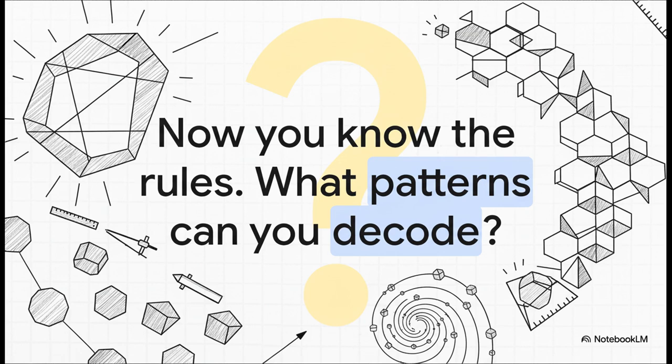Oh, and remember that 10-sided decagon from the very beginning? Well, using our new formula, we know each of its interior angles is exactly 144 degrees. And now you know exactly how we figure that out. So the only question left is, what other patterns out there in the world can you now decode?